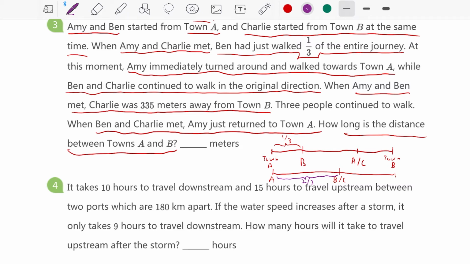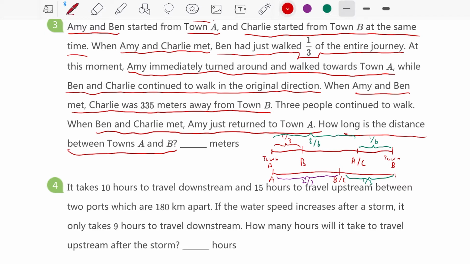That means that when Amy reaches back town A from Charlie, Ben must clear 2/3 of the distance. And hence, this immediately implies that Charlie actually cleared 1/3 of the distance. Now, since by proportionality again, we know that Charlie actually completed 1 out of 6 of the distance over here, and actually Amy has cleared 5 out of 6 of the full distance.